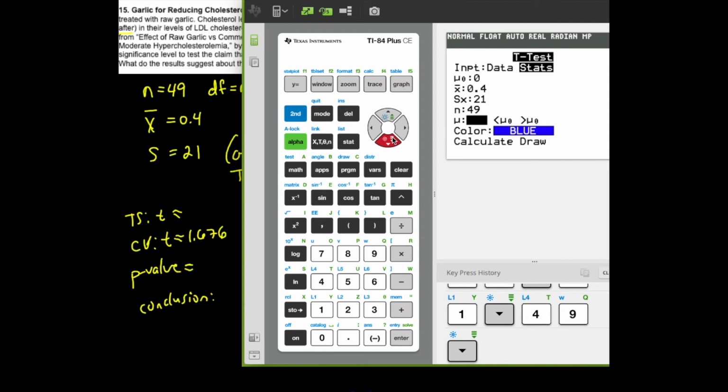And then I have to tell it which type of test, which we said was right-tailed. So I want that to be highlighted. Enter to keep it on that. And then let's go down to calculate.